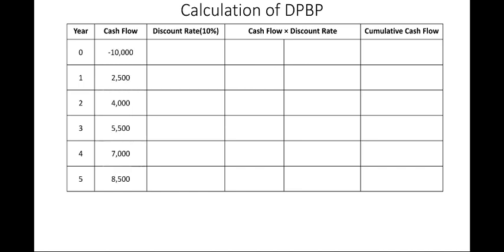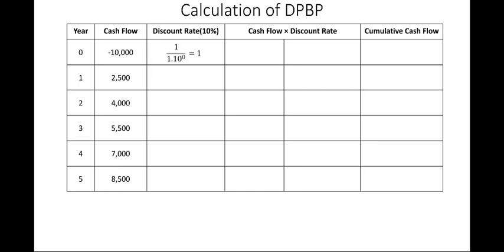As all the values are known to us, we are required to invest 10,000 rupees. So minus 10,000 in the first year, inflow of 2,500, second year 4,000, third year 5,500, fourth year 7,000, and last year 8,500 rupees. Here the discount rate is 10%, so we are required to calculate the discount factor first.